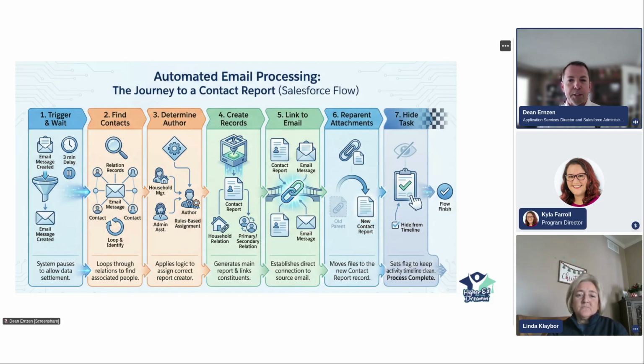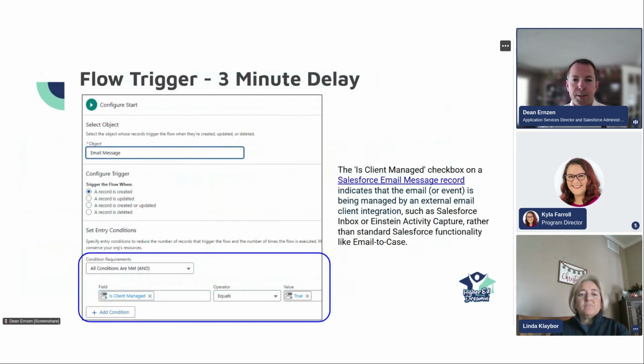Then we get down to the point of actually creating the contact report relation records. And we create the links between the contact report and the email message records so that they can easily navigate between the two of them, because the tracking information from the email message is actually stored there. We couldn't move that over to the contact report. We reparent those attachments, and then we set a checkbox on the task so it does not show in the timeline. Because we leveraged the Salesforce Labs time warp timeline, and you can see the icons there.